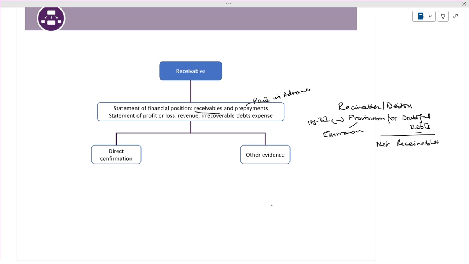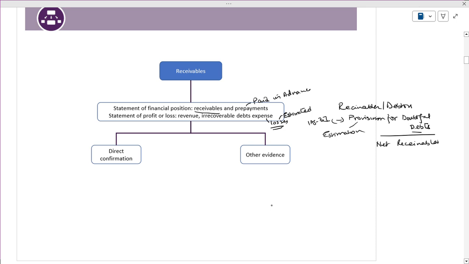You will be showing the net receivables. This is what we are saying. Revenue is nothing but the sales minus irrecoverable debts as an expense. As an expense, it will be treated as an estimated loss. Understand the point? It is not an actual loss. It is only an estimated loss.